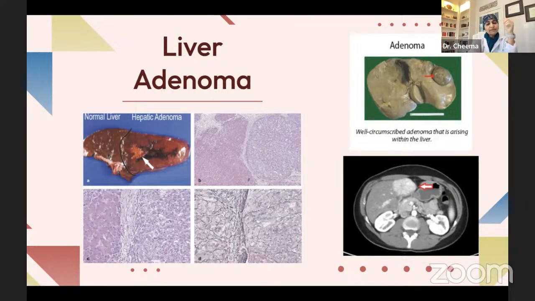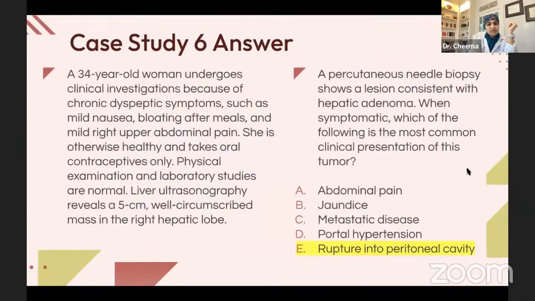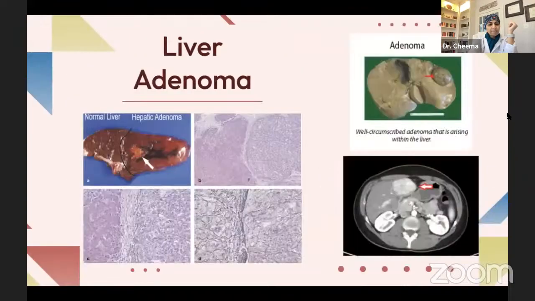And portal hypertension may result from prehepatic causes like thrombosis of the portal vein for any reason. It can be hepatic causes like cirrhosis, or any infiltrative conditions can cause it. And post-hepatic causes like obstruction of the hepatic veins or right-sided heart failure can cause it. And well-demarcated tumors such as liver adenoma do not lead to portal hypertension. That's the reason we will rule out these other options. Okay, so the answer in this scenario is rupture into the peritoneal cavity. So let's move on to our next case study.